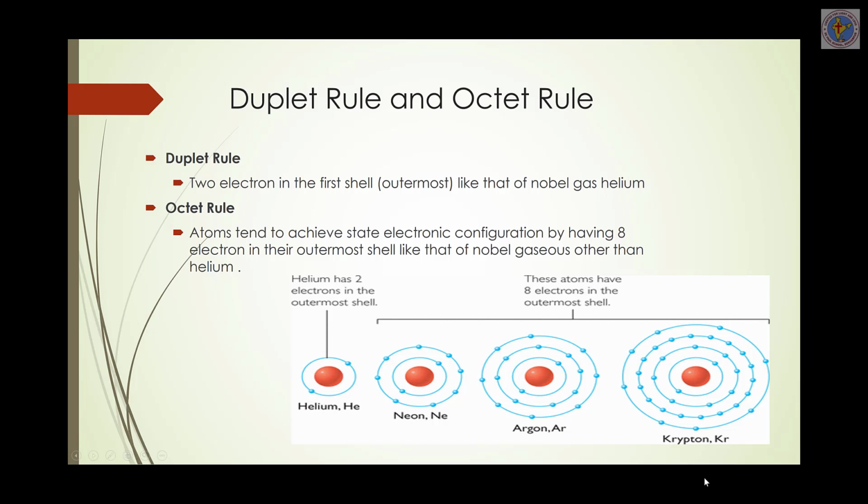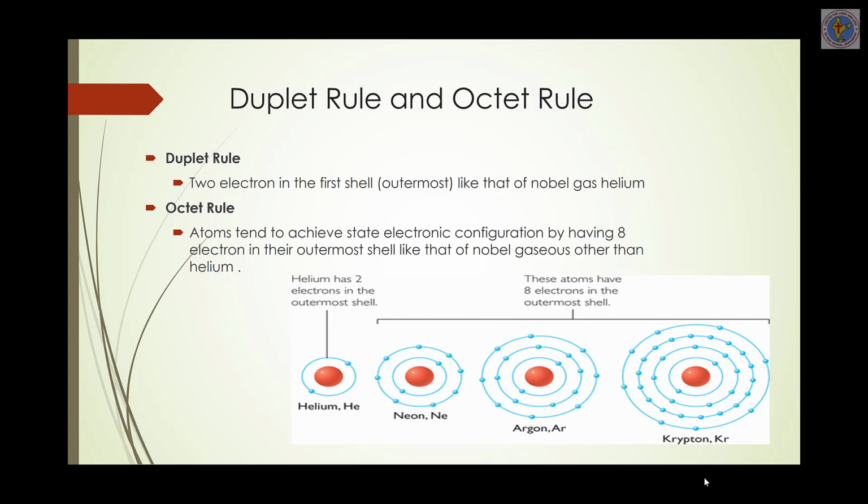What is duplet rule? 2 electrons in the first shell, like that of noble gas helium. Here you can see clearly in the orbital structure of helium that it is having 2 electrons in the outermost shell. So that is called duplet rule.